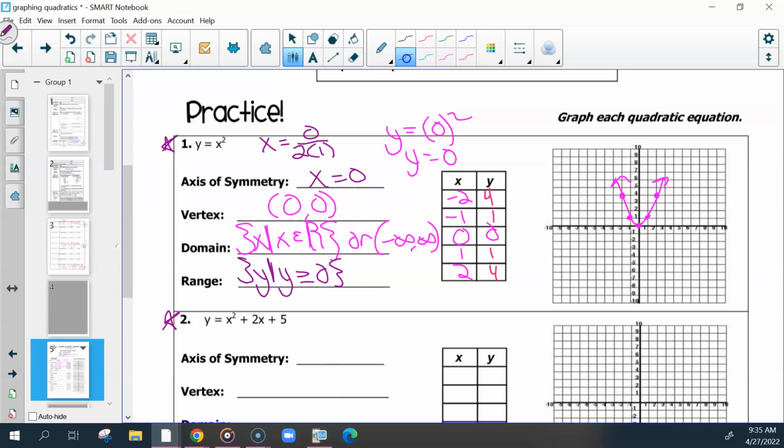In interval notation, that would be 0. It's included because it doesn't have an open circle, so that would be a bracket, to infinity. What's nice about quadratics is that the domain will always be all real numbers unless it has specific endpoints. Range will change though, but it'll either go up or go down.